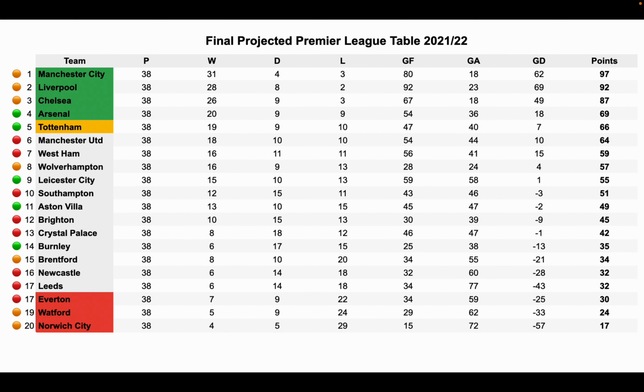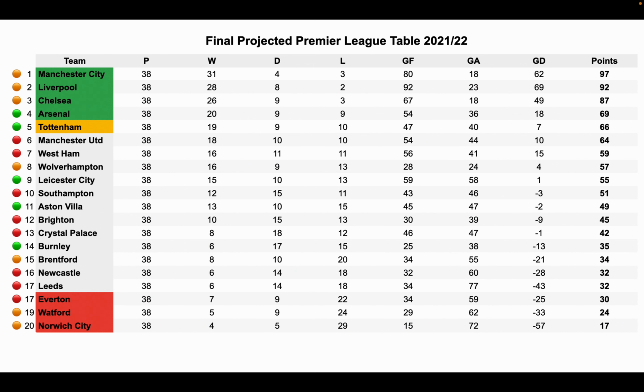Watford and Norwich going, but then we've got Burnley climbing up to 14th place, and Everton not experiencing that upturn in fortunes that was hoped under Lampard, and actually finishing in the 3rd relegation spot. Now that'd be massive, wouldn't it? That'd be a massive turn up for the books, and a shock if they were to go down. So we've got them going down with 30 points. Leeds just out of it at 32. Newcastle just above on 32, but above on goal difference.